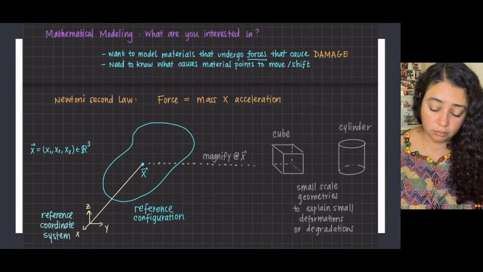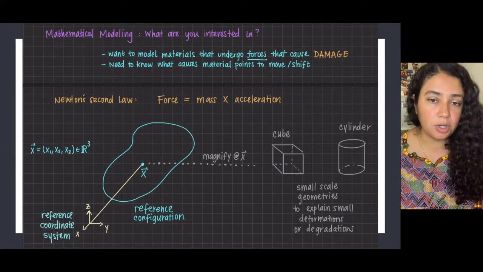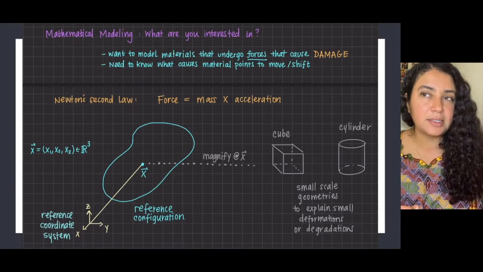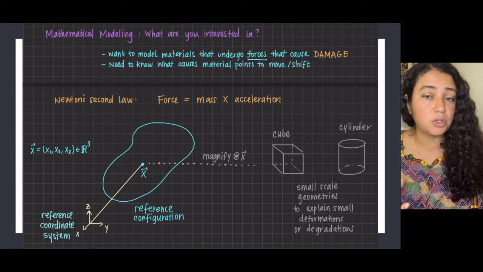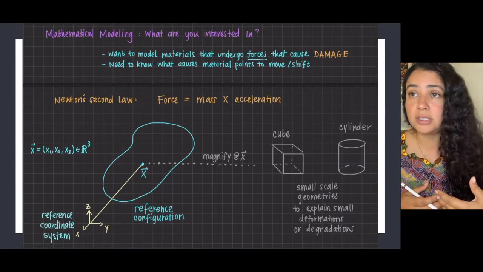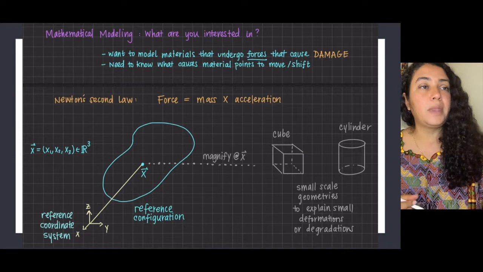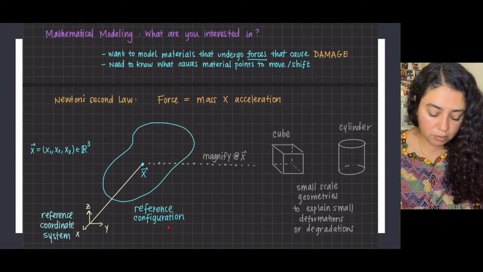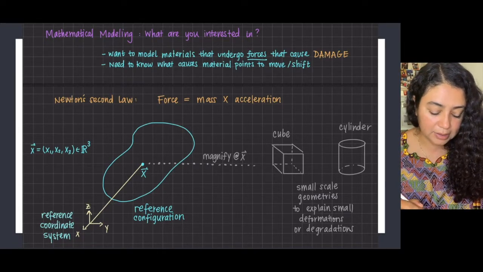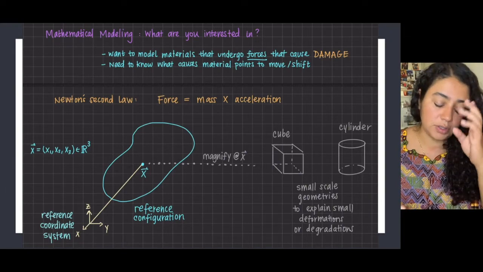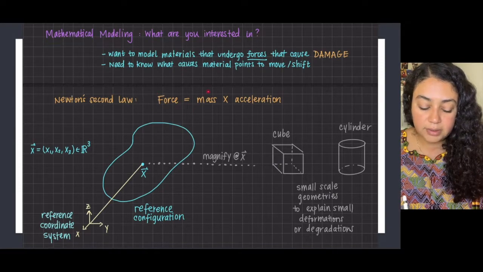Okay, so now what is mathematical modeling? It depends on what your problems are, but in applied mathematics it has to do with, for example, materials and the way the materials behave, or forces acting on material points. You start with your reference configuration. Maybe there's a reference coordinate system for you to do the mathematics around that. And you take a page from your physics book, like let's say Newton's second law, force is equal to mass times acceleration.